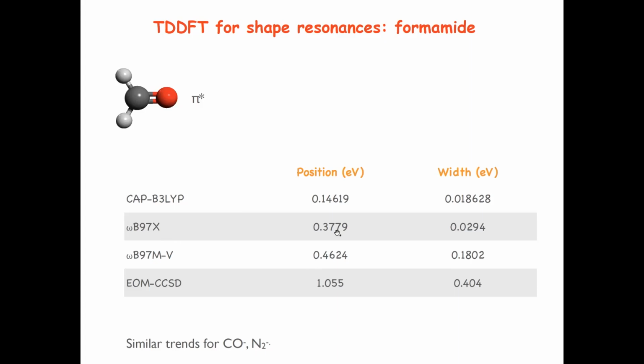So yes, we are talking about electronic states in the continuum, so one would expect problematic behavior from TD-DFT. At the same time, we do use long-range corrected functionals, but the results we were getting were rather poor. If you look at the CAP B3LYP, omega B97X, omega B97MV, we consistently substantially underestimate resonance energy, and we consistently underestimate resonance width. And we saw similar trends for other small molecules, CO- and N2-.